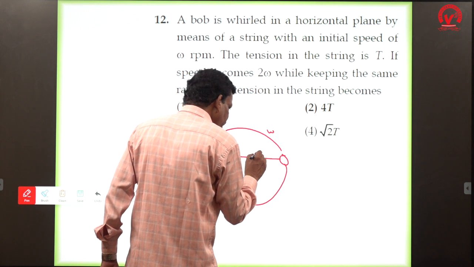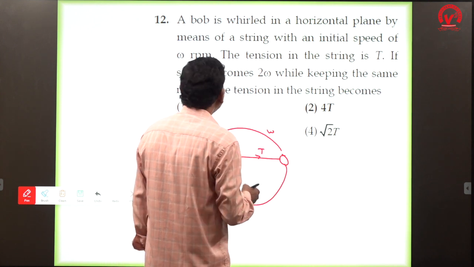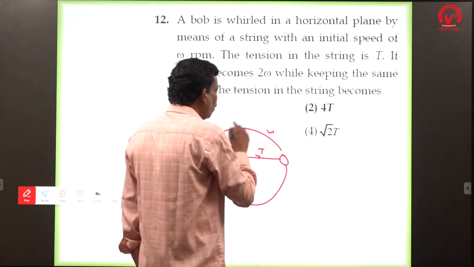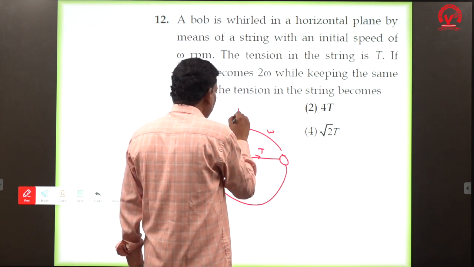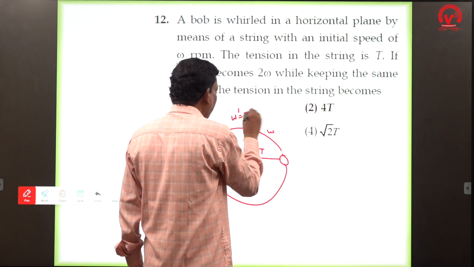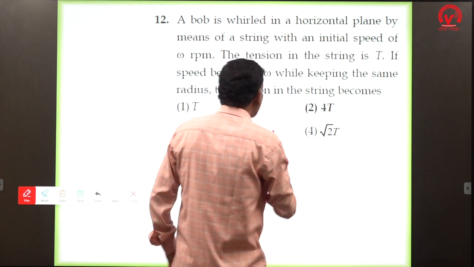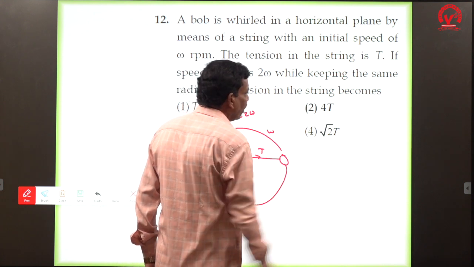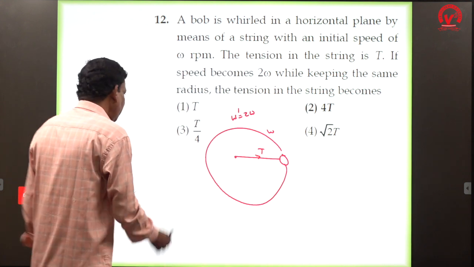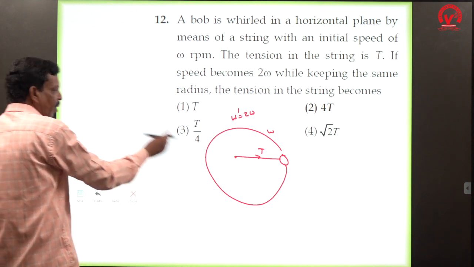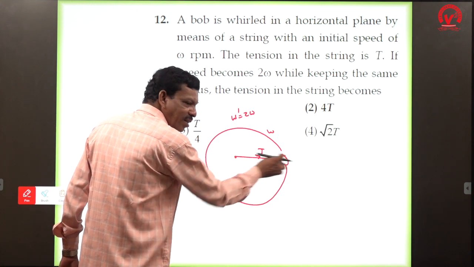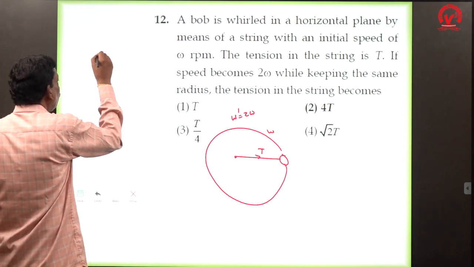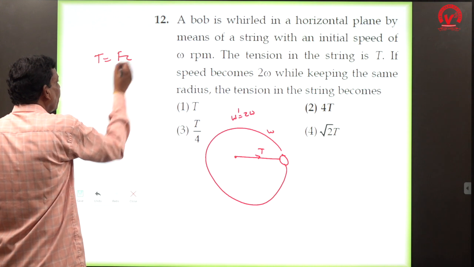Tension in the string is T. Speed becomes 2 omega, so omega dash is equal to 2 omega. Next, keeping the same radius, the tension in the string becomes... Nothing but the tension provides the centripetal force. So T is equal to Fc.